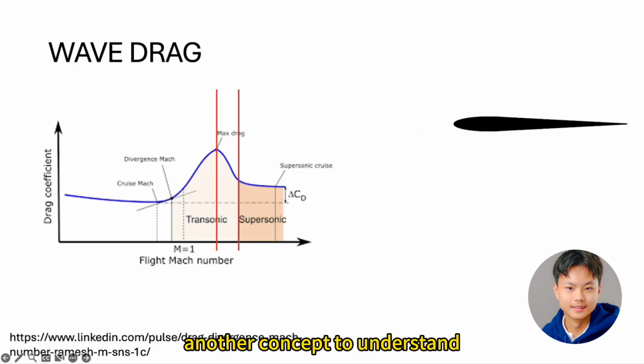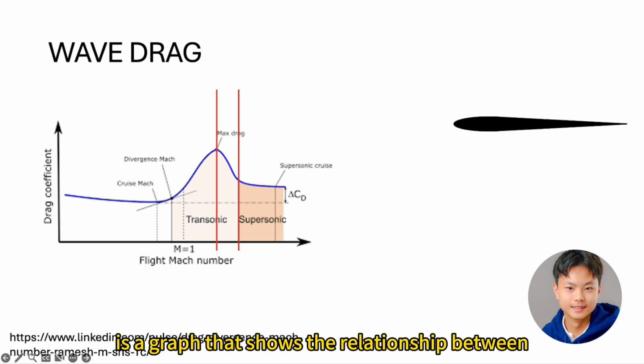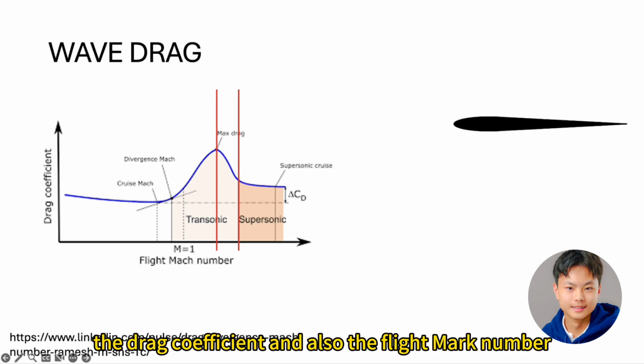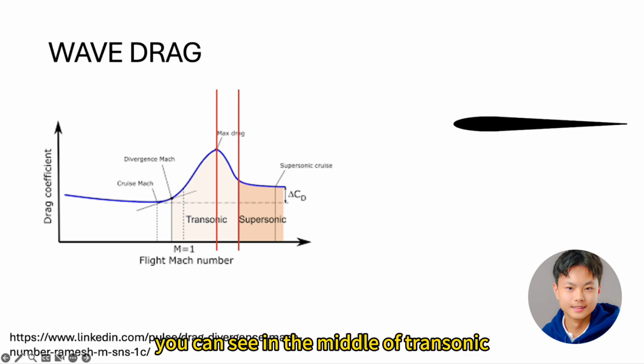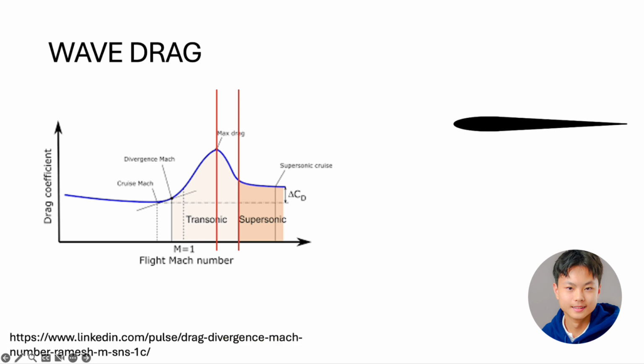Another concept to understand in order to understand how the supercritical airfoil works is the concept of wave drag. On the left of the slide, there is a graph that shows the relationship between the drag coefficient and the flight Mach number. You can see in the middle of the transonic speed regime, there is a peak in the drag coefficient. The reason behind this is the airflow becomes supersonic, usually above your wing.